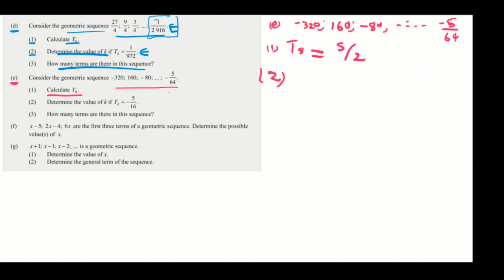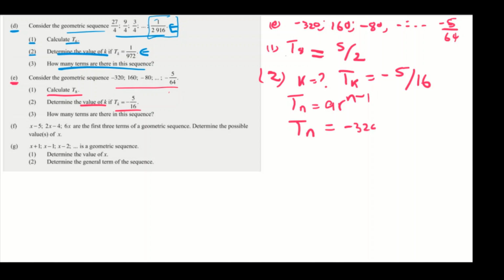Now for the second part of the question, we are asked to find the value of k if tk is equal to minus 5 over 16. So what is k if t subscript k is minus 5 over 16, right? We're going to use our general term here, which is Tn is equal to a r to the power of n minus 1, but we found Tn to be equal to minus 320 into minus 1 over 2 to the power of n minus 1. We want the value of k, so let's write everything with respect to k.